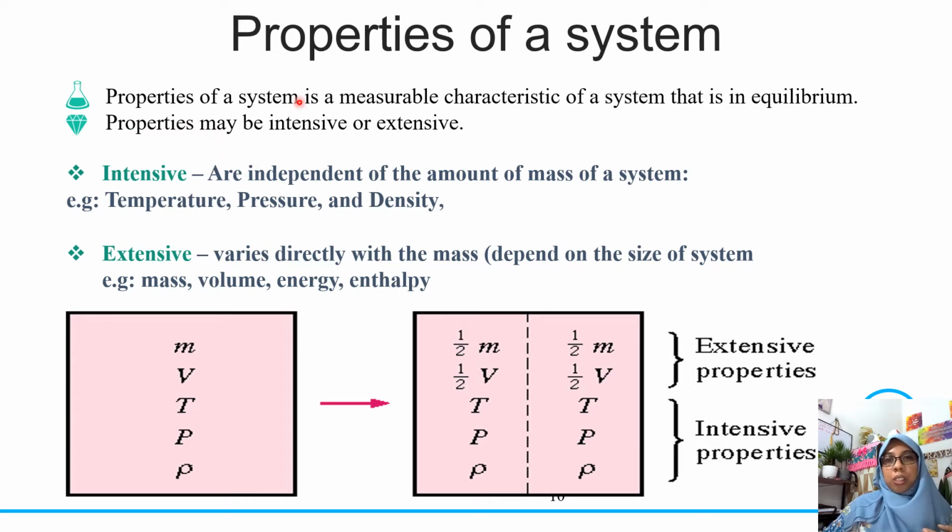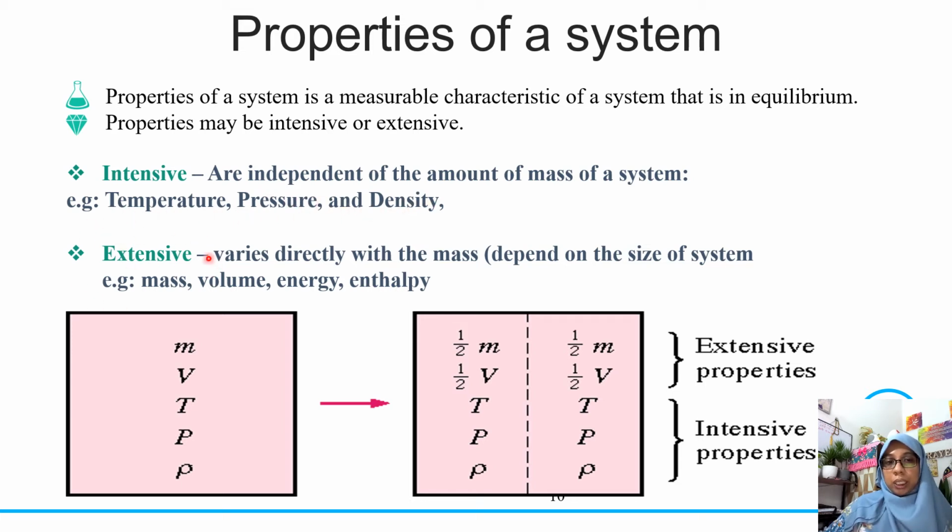So properties of system in the thermodynamic, there are two types. The first one is the intensive, the second one is extensive. Intensive are independent of the amount of mass of a system. Maksudnya dia tidak bergantung kepada mass of a system tadi. For example, temperature, pressure and density.